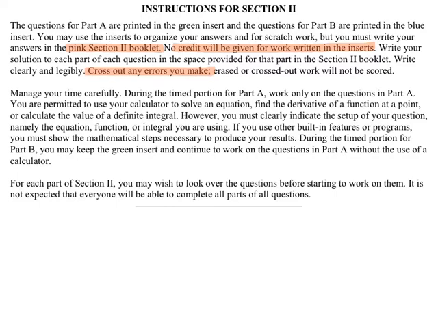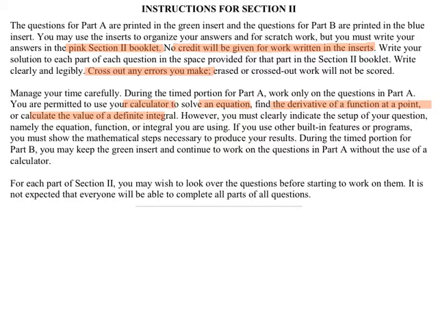Okay, so part A, you get 30 minutes for 2 questions, and you're only allowed to work on the questions in part A. You're allowed to use your calculator, okay? Okay, there's 4 things that you're allowed to do with your calculator. You can find the derivative of a function at a point. You can calculate the value of a definite integral. Okay, you can solve an equation, and you can graph, all right? Anything else you shouldn't be doing on your calculator.